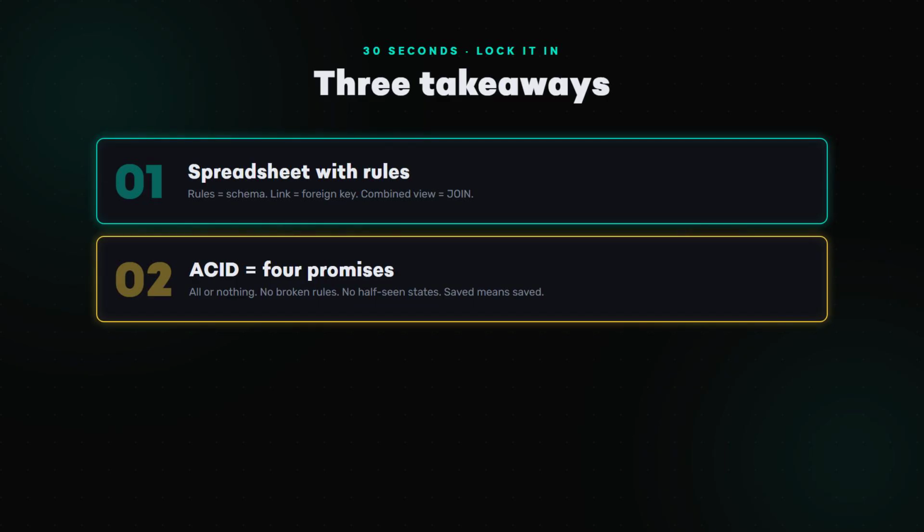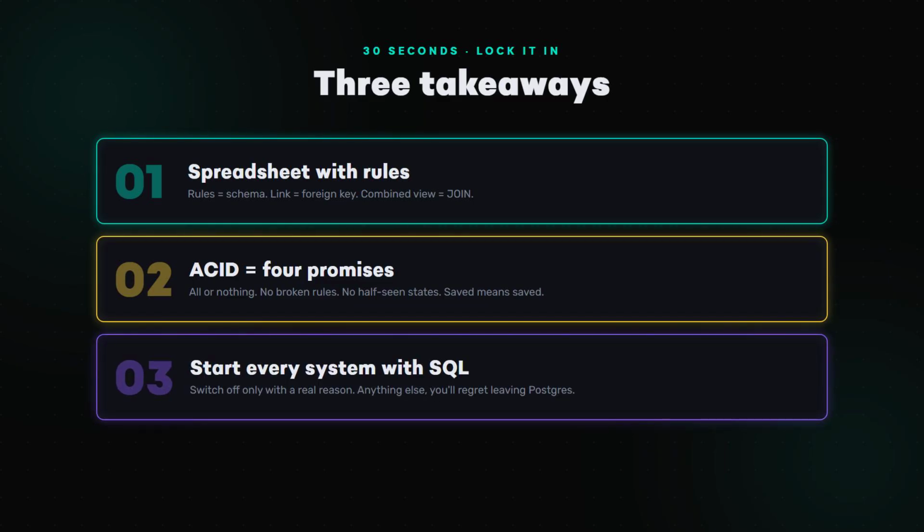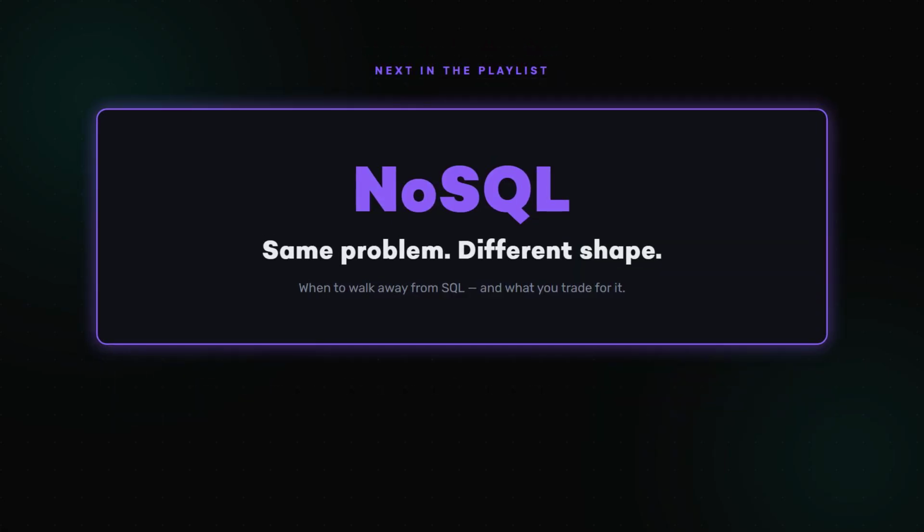Takeaway 2. ACID is 4 promises a transaction makes. All or nothing, no broken rules, no half-seen state, saved means saved. That's why we still trust SQL with money. Takeaway 3. Start every system with a SQL database. Switch off only with a real reason: schema-less, internet scale or write heavy. Anything else you will regret leaving Postgres.